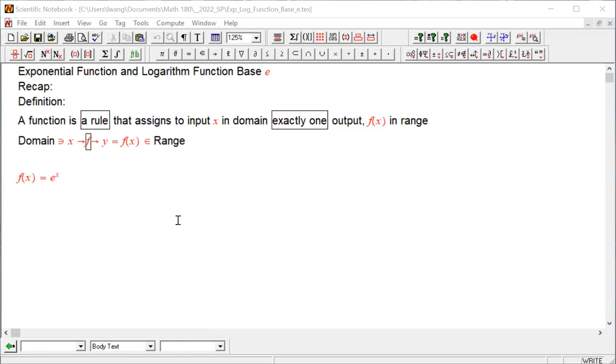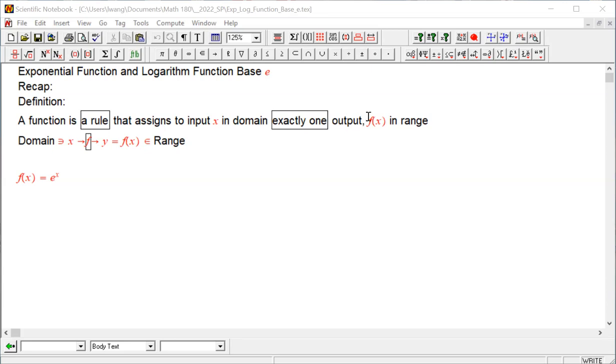Welcome to this lesson on exponential functions and logarithm functions on base e. We did previous discussions about logarithm and exponential functions of base 2 and base 3. To recap, we're in the context of functions, right?